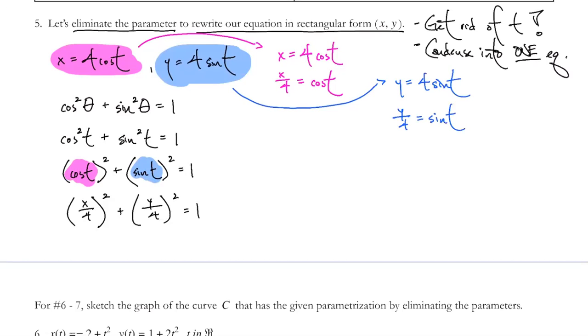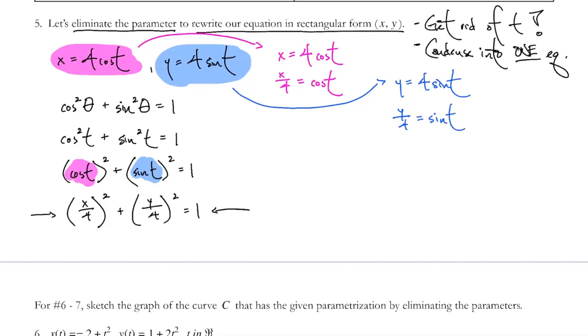Okay, yeah, exactly. So now let's take a look at what this is right now. Does this have any t's? It sure doesn't, right? We got rid of the t's. Okay, so check, we did that. Now, do we have everything in one equation? Yeah, we do, right? It's (x over 4) squared plus (y over 4) squared equals 1. So we fulfilled our requirements, which is get rid of the t and condense it into one equation, okay?